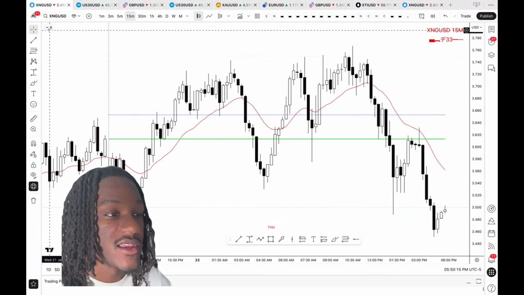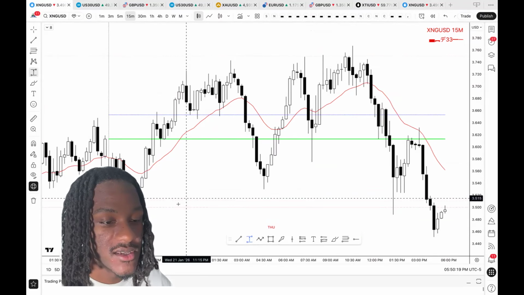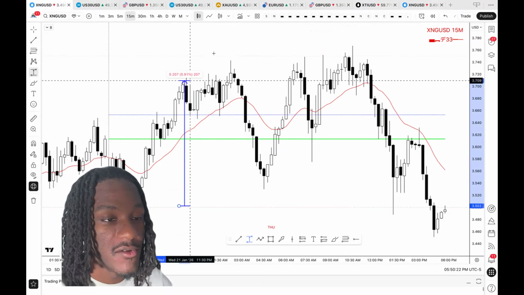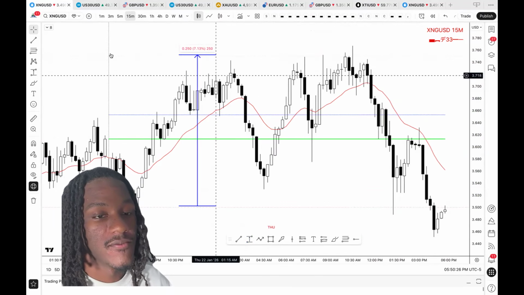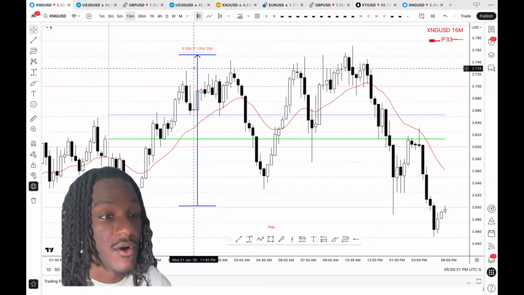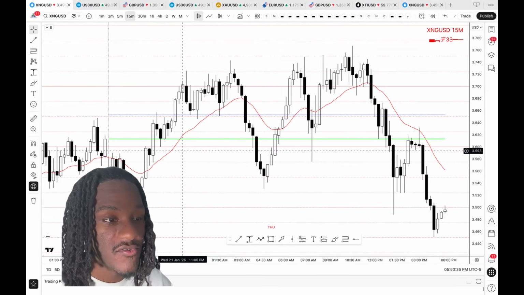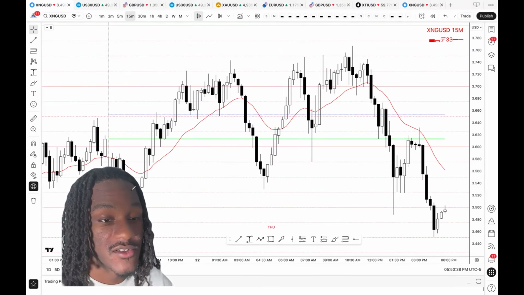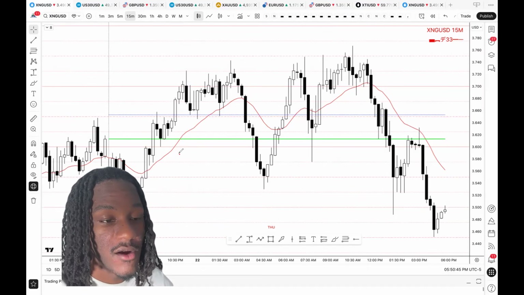We can even break this down because I'm just going to measure this so you guys can see. This is 250 points. You can break this down even smaller and use it on the day itself. Now remember, we can get three levels of 25, three levels of 50, or three levels of 100. Our first level of 100 is here.